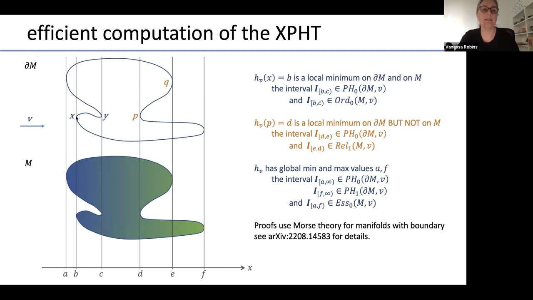So this is all about understanding how the births and deaths are associated with particular critical values and critical points, and then understanding how the nature of those critical points changes depending on whether we're on the boundary or whether we're in the object M. So the proofs are quite detailed and required setting up concepts for Morse theory on manifolds with boundary.